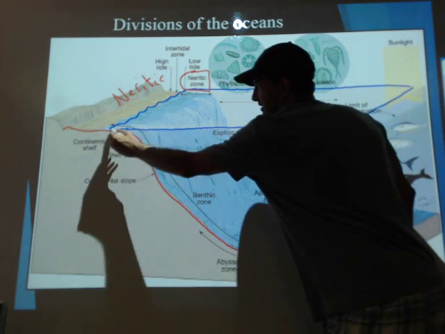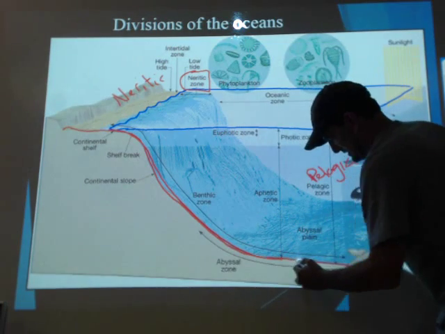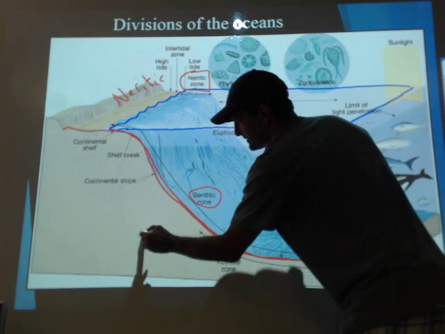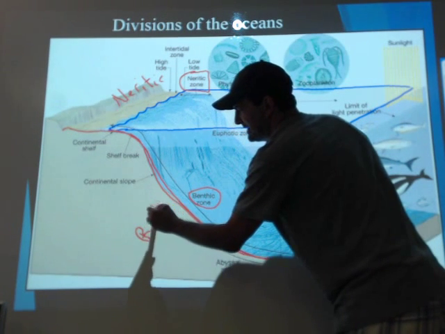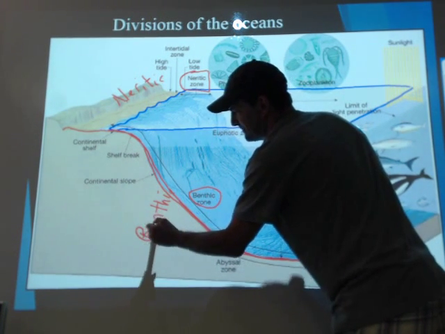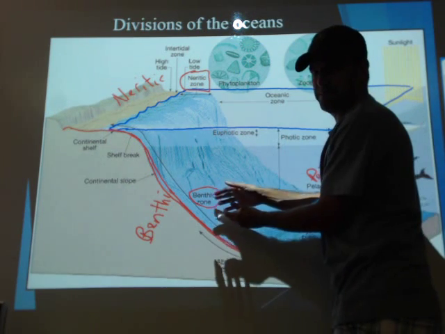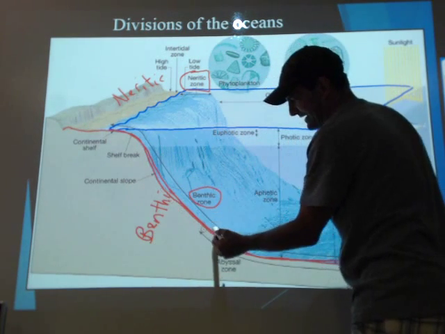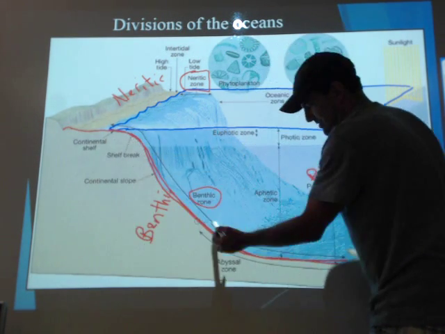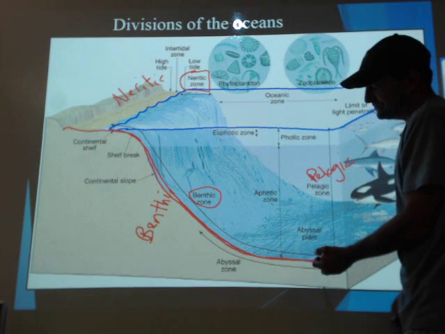We also have the area along the bottom. So this area along the bottom here is called the benthic zone, Benthic, sometimes referred to as the benthos. So the area that's in contact with the bottom, no matter where you are, is called the benthic zone.